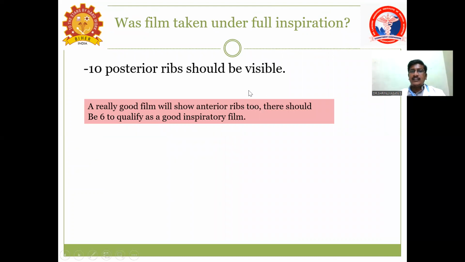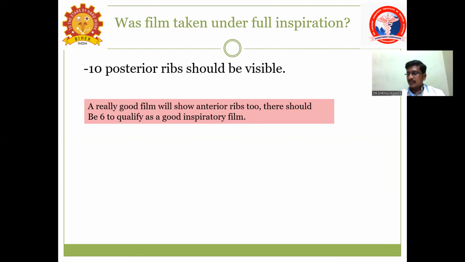Then how to identify the inspiration? By counting the ribs. While taking the exposure, we used to ask the patient to take a deep inspiration, and in deep inspiration we take the X-ray. Because if you take it in expiration, inadequate inspiration may give an apparent cardiomegaly. So that you have to avoid.